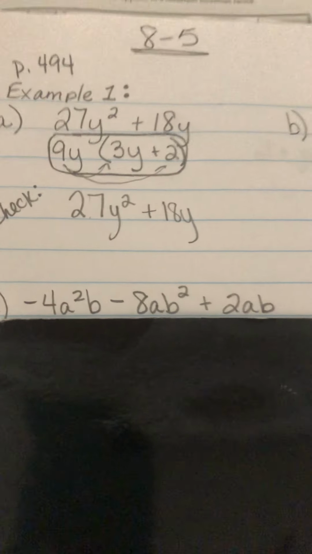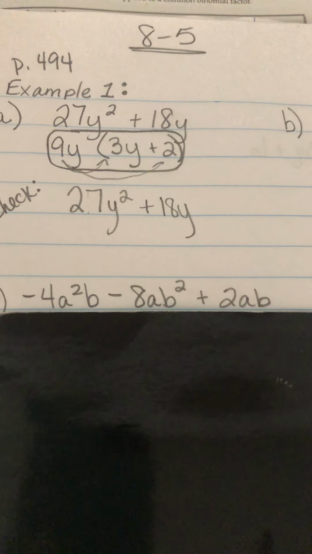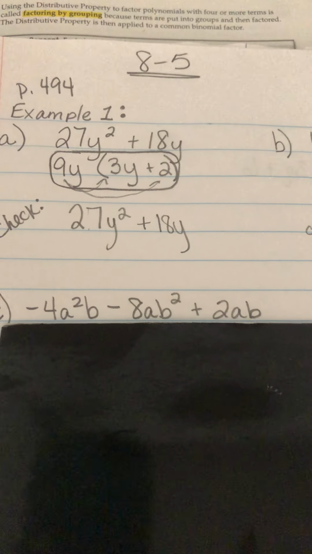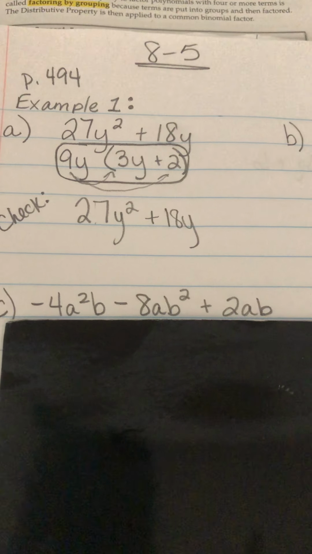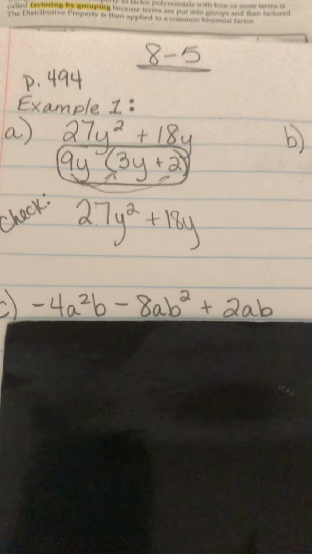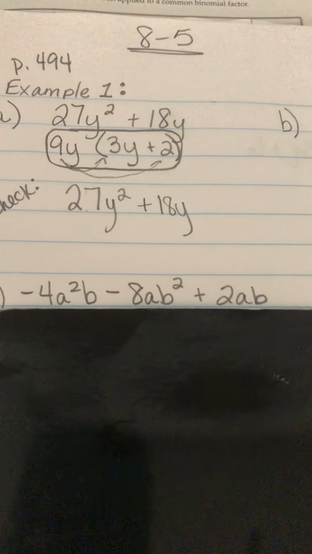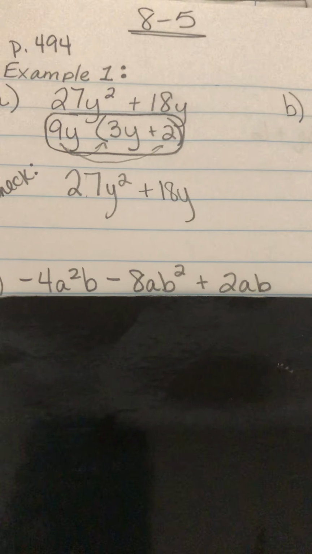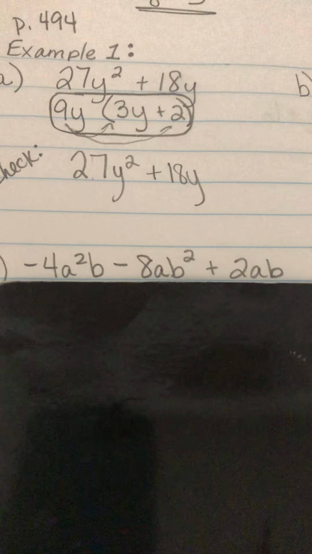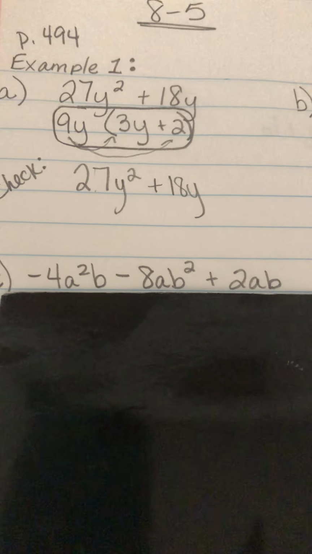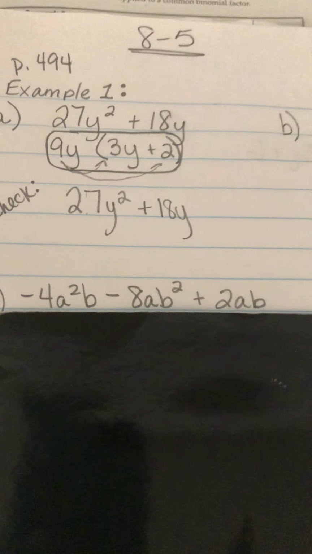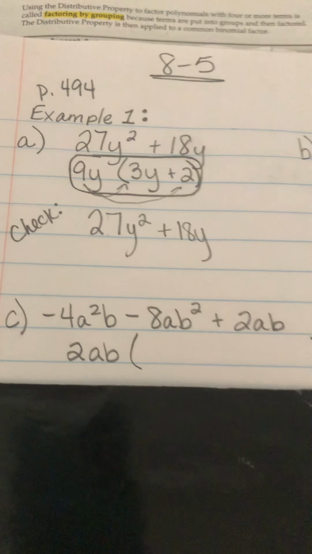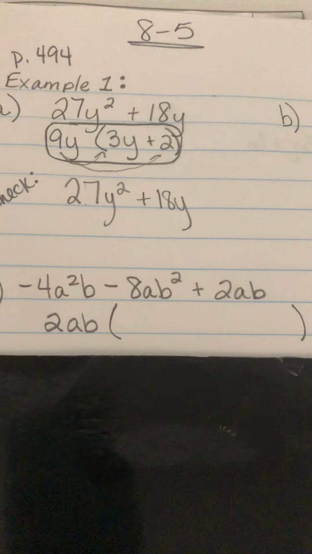And then if you look, all 3 of those terms have, the greatest would be just a to the first and b to the first. If they all had b squared in them, you could have factored out a b squared, but they don't all share that. So the greatest thing you can take out from all 3 of those would be 2ab.